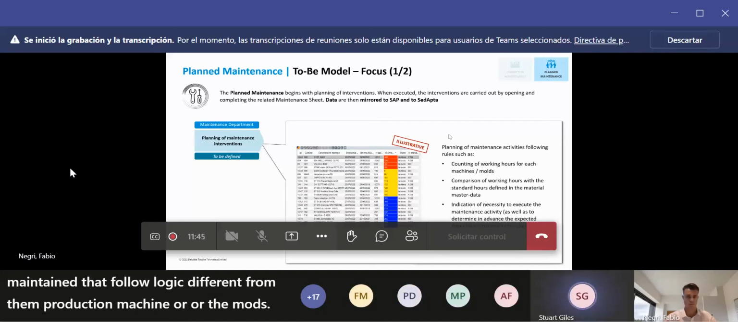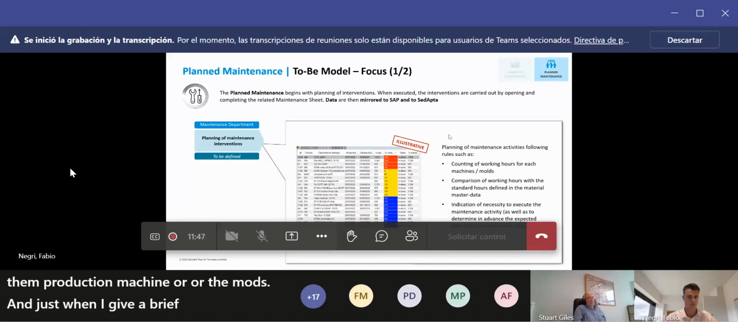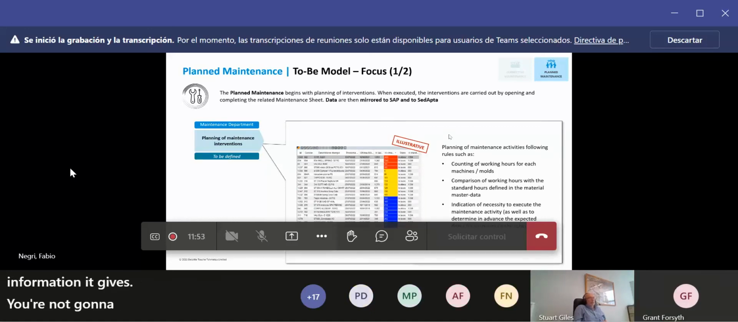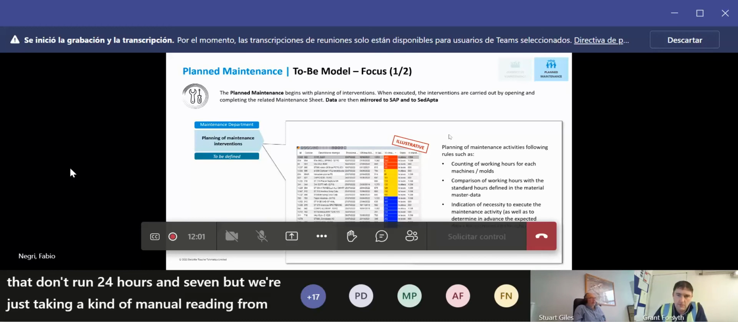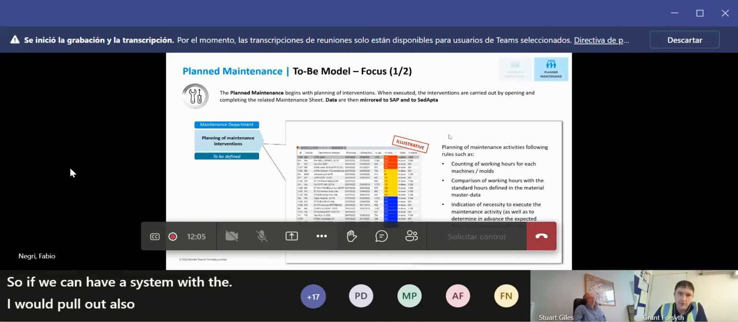Grant, do you just want to give a brief overview of the system we're using and what information that gives? We're doing a combination of hours-based maintenance on the machines that don't run 24/7, but we're just taking a manual reading from them. If we can have a system that would pull hours, runtime or parts produced from the machine and integrate it, it would obviously be much better and easier to plan. Yeah.